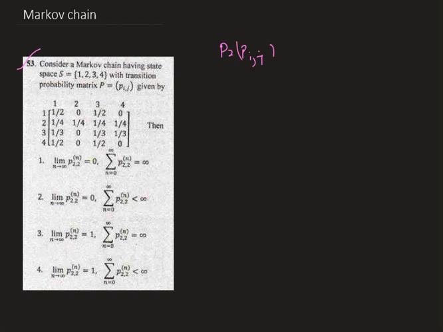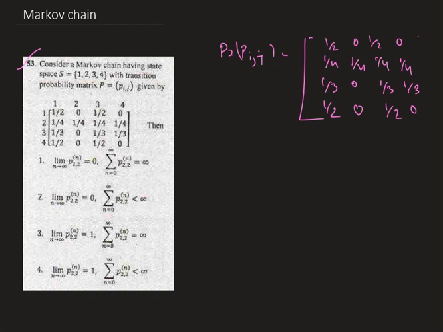Now we are given a transition probability matrix, which is nothing but half, 0, half, 0, 1/4, 1/4, 1/4, 1/4. In the third row we have 1/3, 0, 1/3 and 1/3, and the last row we have half, 0, half and again 0.